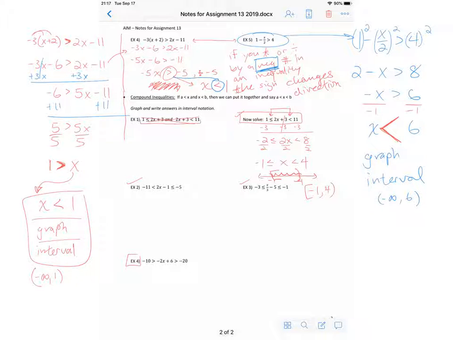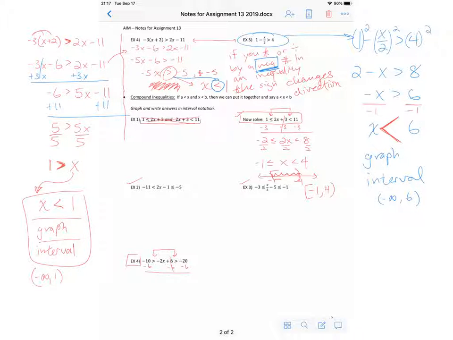Now the last example I want to do here is showing you again, these inequality symbols are facing the same exact direction. This example, they're both greater than. In the last example, they were both less than, and that's fine. Either way works as long as they're facing the same direction. So lastly, we have this, subtract 6.